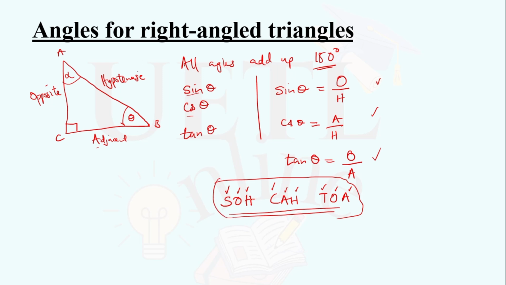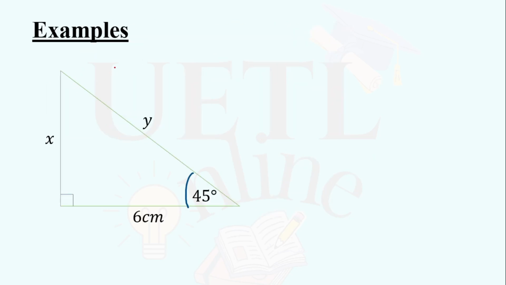Now let's take an example where we apply this. This is very easy. For a right-angled triangle, remember that all angles add up to 180. If you want to find the angles given the lengths of these sides, you can just use opposite over hypotenuse, adjacent over hypotenuse, and so on. As easy as that. Now let's take a look at an example. This is our example here.